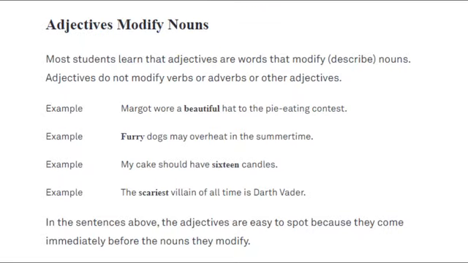Now adjectives modify nouns. How do adjectives modify nouns? How does it change nouns? Let's see. Most students learn that adjectives are words that modify or describe nouns. Adjectives do not modify verbs or adverbs or other adjectives. Now let's see this fact with the help of some examples.